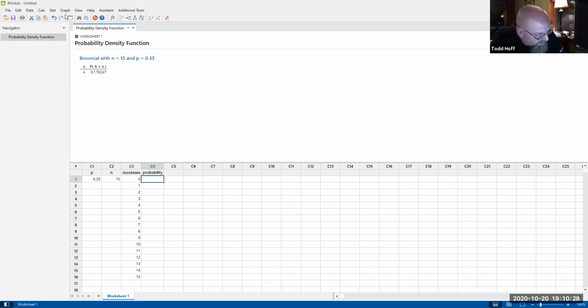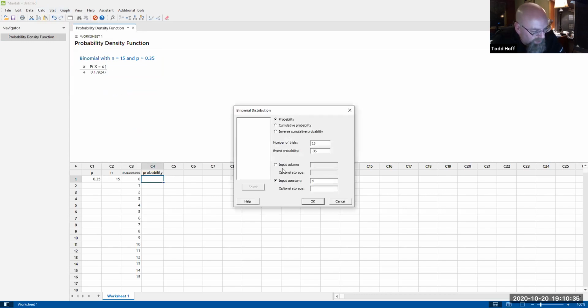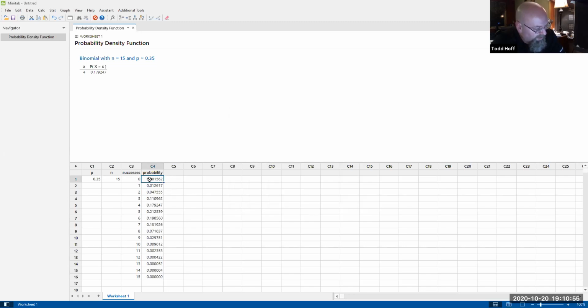What if I wanted this whole distribution? Well, this is the one place where Minitab does help out a little bit. It'll show us the whole distribution at once. So instead of input constant, I'm going to click input column. I'll leave my number of trials and my event probability in there. And then my input column is going to be the successes. My output storage will be the probability. I set that up to accept those probabilities in that column. And notice it fills them in. Probability of 4 is the same as what we had before, the 0.179247, but it filled in all the other probabilities in the table for us as well.